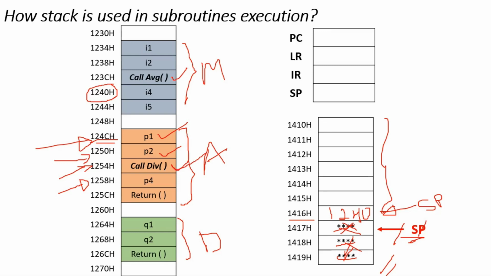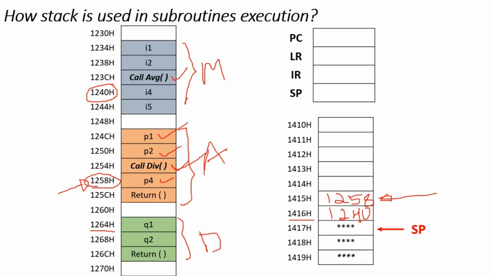But during execution of the function call, the processor comes to know that it is a function call, so PC must be updated to 1264H, which is the start of the divide function. Now what happens? Again the same method: the processor pushes the return address, that is 1258H, the address of P4, into the stack. So SP will be pointing to this now. Once that 1258H return address is pushed into the stack, SP will be pointing here. PC is updated to the first instruction of the divide function, or divide subroutine.